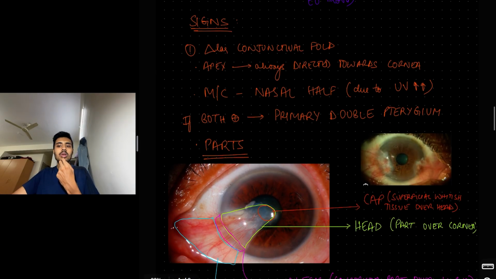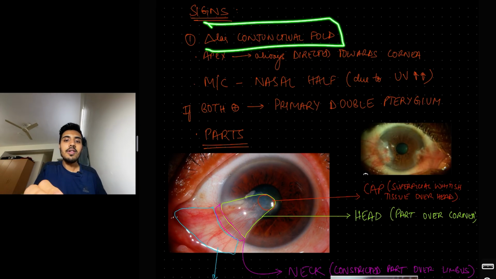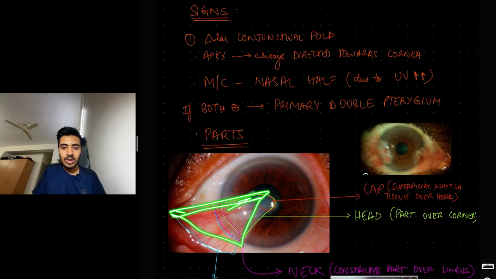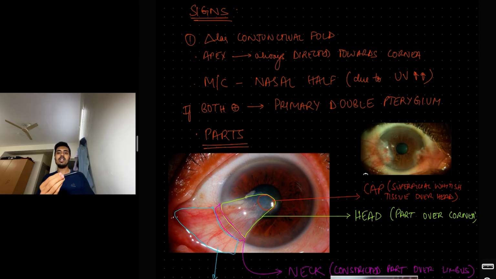Next, coming to signs. See, signs. What is a sign? Sign is what you look for. So sign is the pterygium itself is a sign. So the triangular conjunctival fold, that itself is a sign. And the apex, one thing you need to remember is that the apex is always directed towards the cornea. See, as you can see, the pterygium is like this. The pterygium will never ever be directed, it will never ever grow this way. The apex will always be towards the cornea.